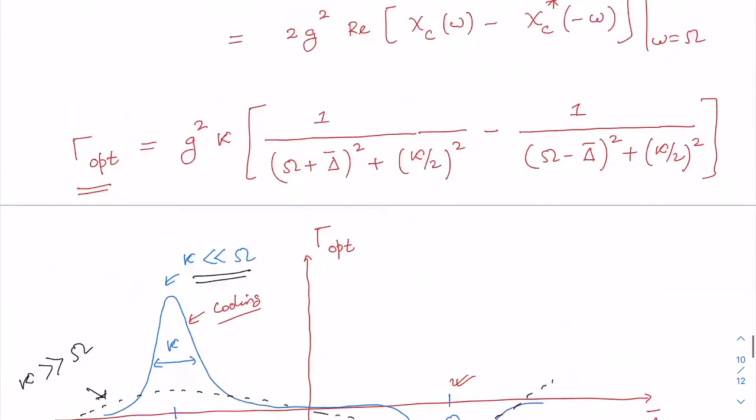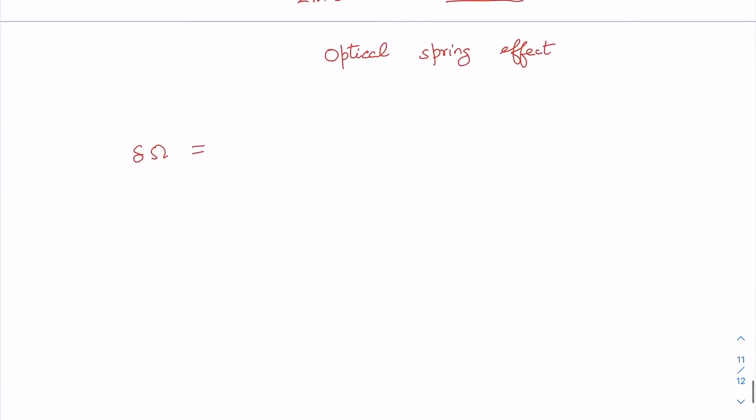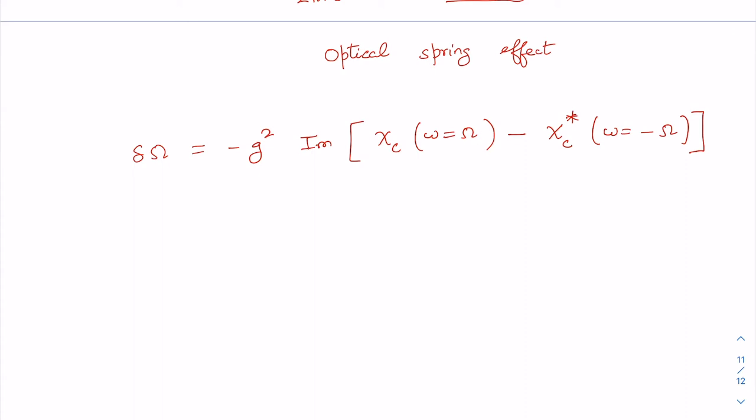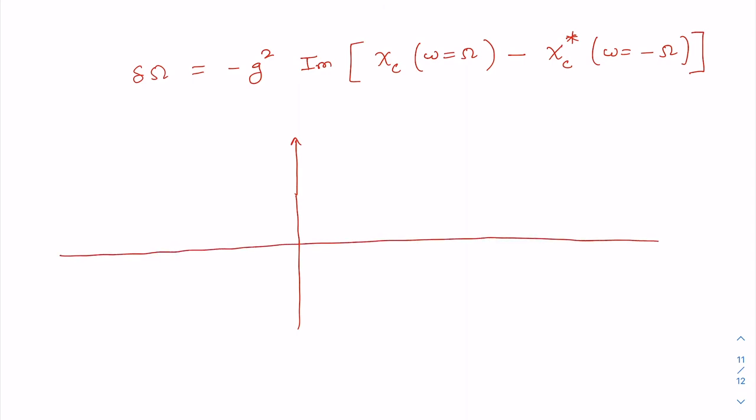Now plugging the value of K of omega, which we have written earlier, we can get these expressions very easily. Delta omega will be equal to minus z square times the imaginary part of chi of c, the cavity susceptibility evaluated at plus capital omega, minus its complex conjugate evaluated at negative of this capital omega, the resonance frequency. You can easily work out the details with straightforward algebra, and then it is possible to get a typical plot for the frequency shift delta omega as a function of the detuning parameter delta bar. Let me draw it here for various cases. So this is my delta omega, the frequency shift, versus delta bar.